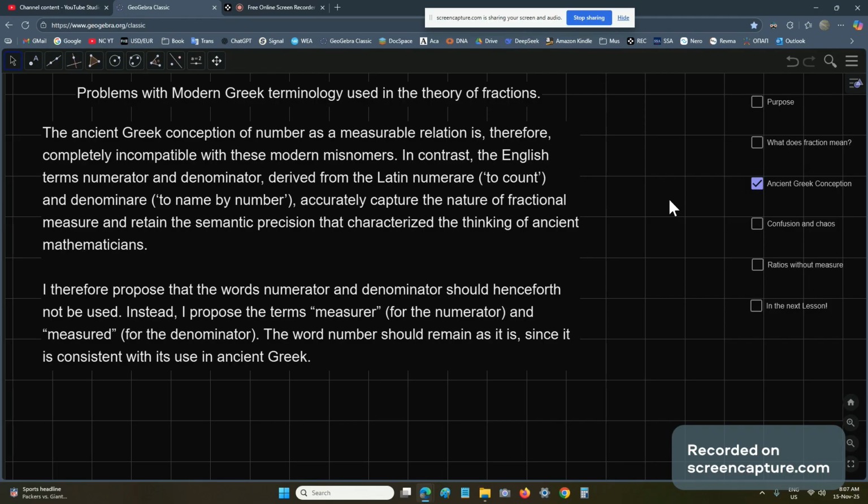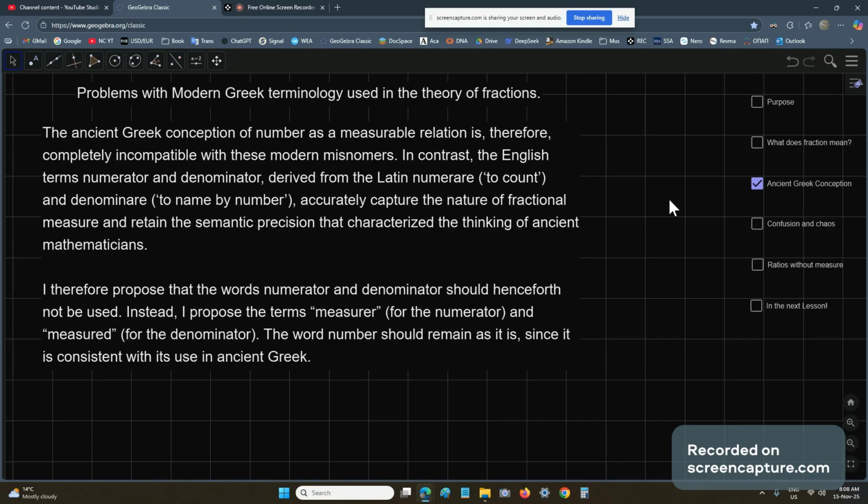So I would propose that instead of using numerator and denominator, we use more meaningful terms like measurer for the numerator and measured for the denominator, because what we do is we break up the denominator into equal parts, and then we enumerate those using the numerator. So in the beginning, it's a little opposite to that, because we're using the consequent to measure the antecedent.